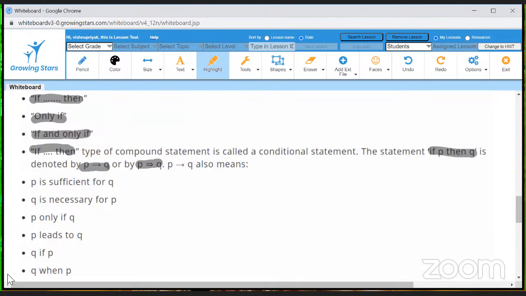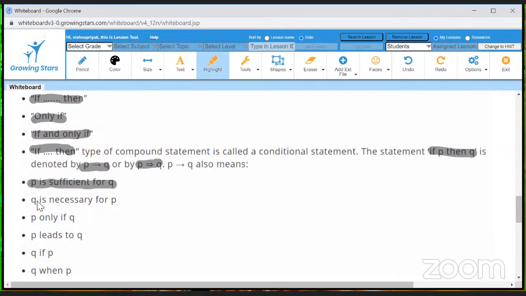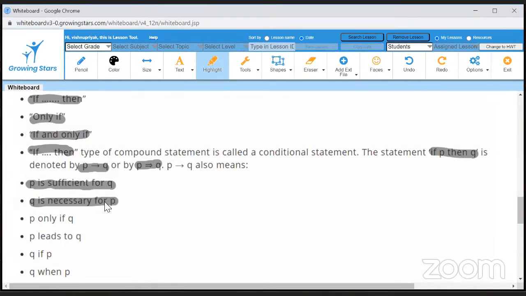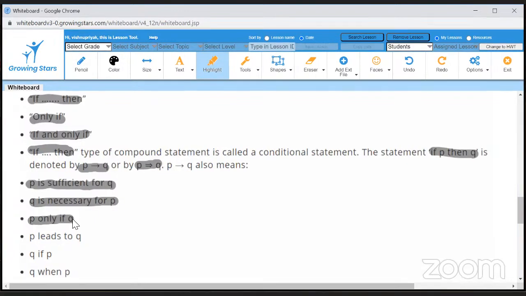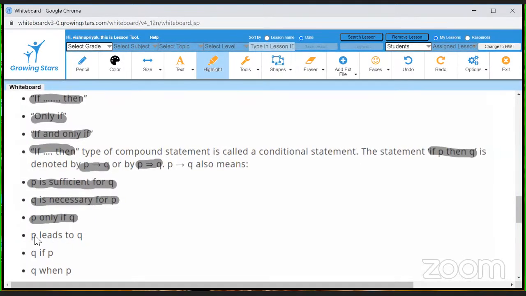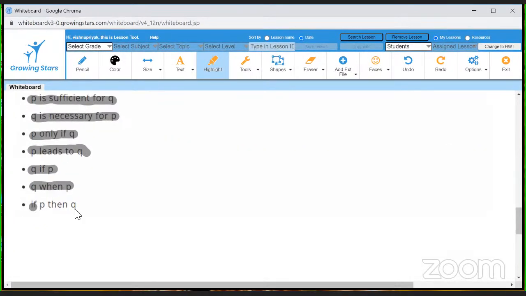Now, what do you mean by P implies Q? P is sufficient for Q, you can say. Or Q is necessary for P, you can say. Or you can say P only if Q. Or you can read it as P leads to Q. Q if P. Q when P. These all are different ways to understand if P, then Q.